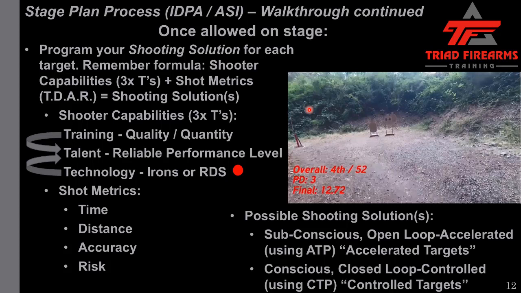Similar to the previous target, the most important metric for the drop turner here on the left is time. I need to quickly get 3 hits within 2 fast exposures of the disappearing target. With speed being the priority, then this is also an accelerated target.